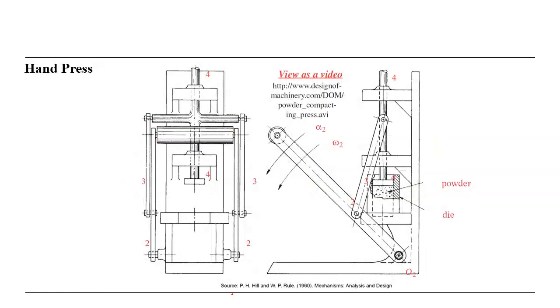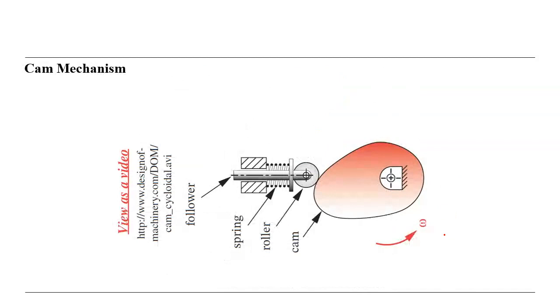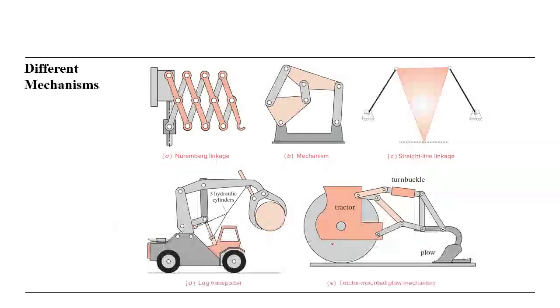Okay. Hand press mechanism. So you see the hand press mechanism. This is the powder die here, and we have the powder, and by pushing up and down we press the powder and shape it. So the cam mechanism I already explained. This is the cam, this is the roller, this is the spring, and this is the follower, and we will discuss it in a different chapter.